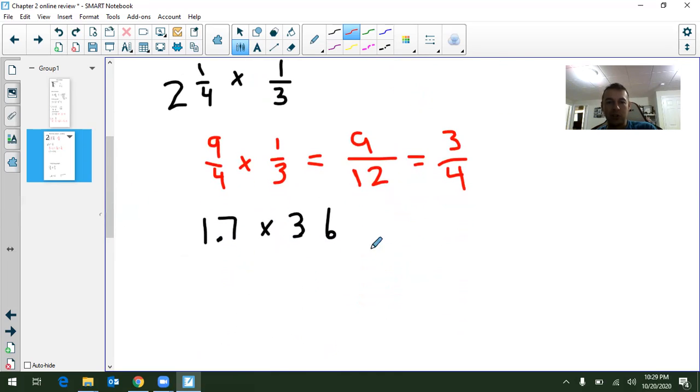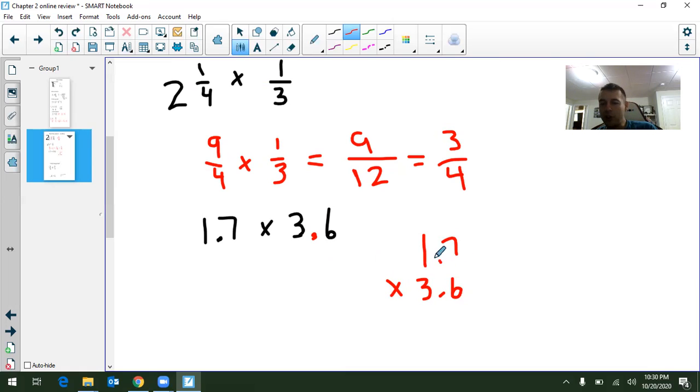How about decimals? So if we were going to multiply these two, let's make this a 3.6. If I were to take 1.7, we'd stack them up and multiply.